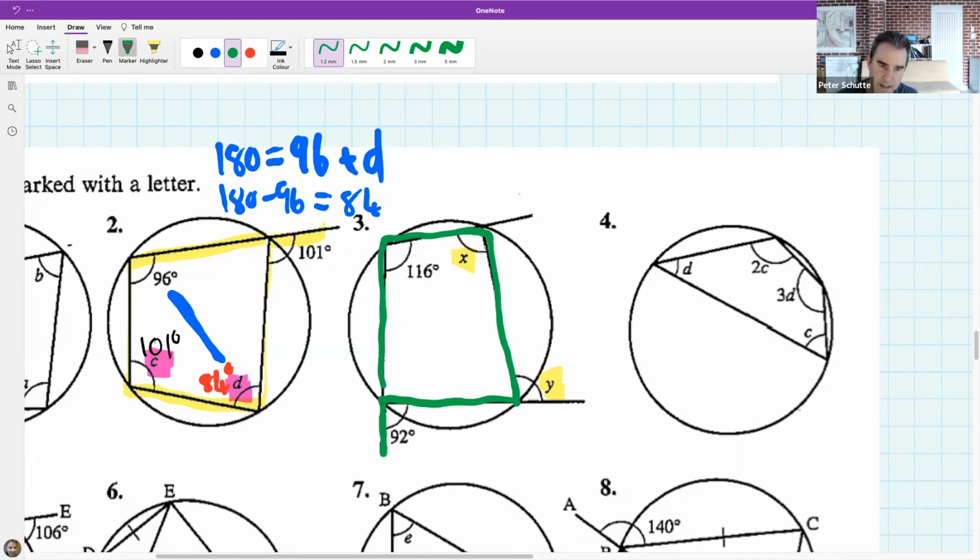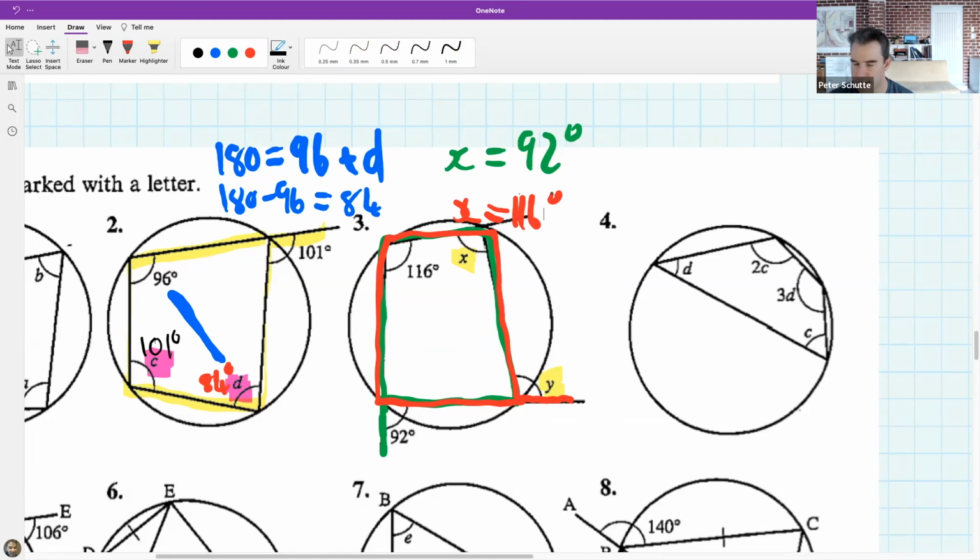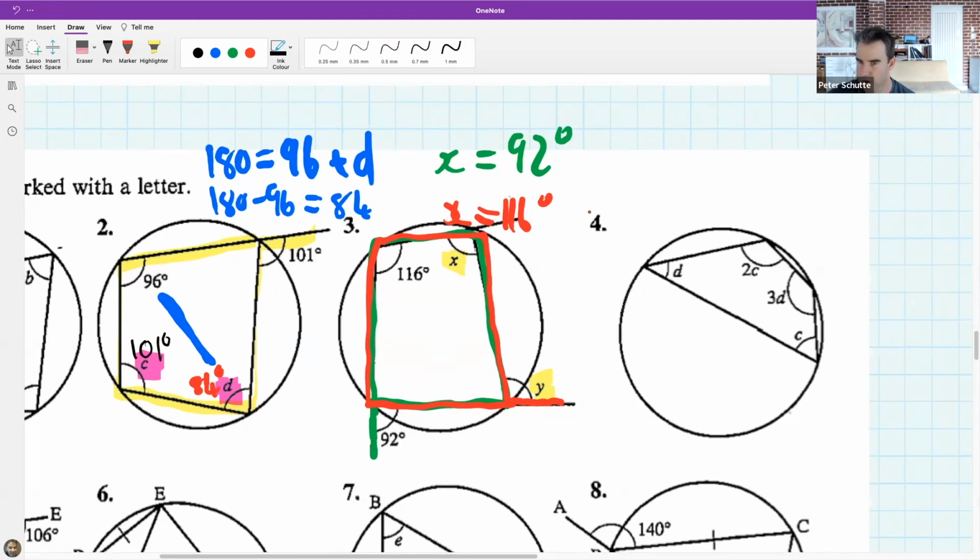Yep, completely agree. X is 92. What about y? The same thing, sir. So what value do you get? 116. Perfect. That was awesome. 116. Okay, you guys totally got this, or at least it looks to me like you've got this.